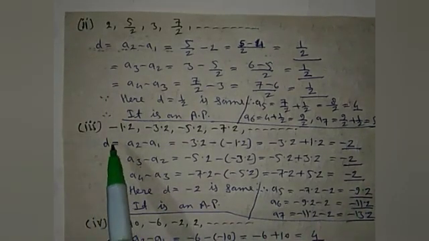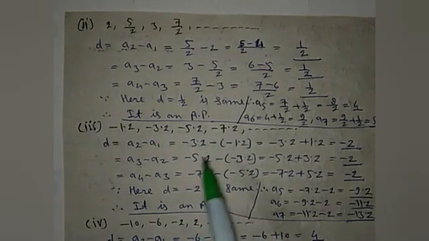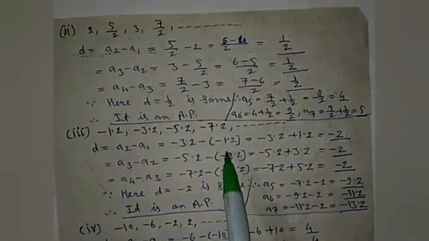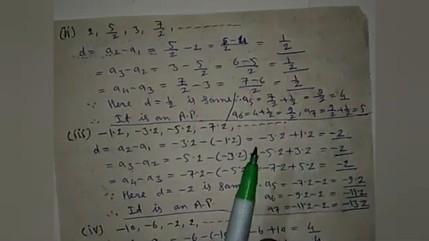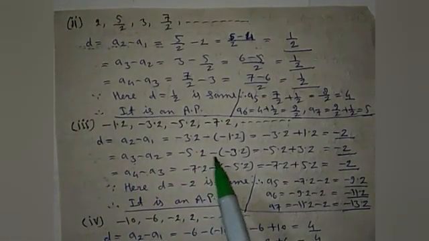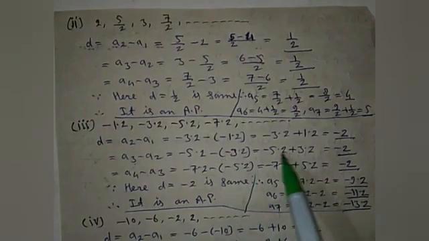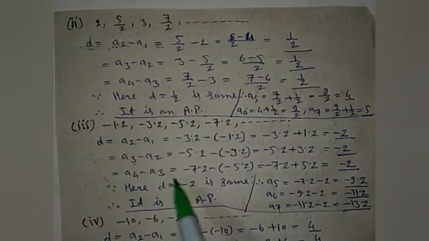In third part, series is given minus 1.2, minus 3.2, minus 5.2, minus 7.2. So see here difference, A2 minus A1 is equal to minus 3.2 minus of minus 1.2, that is equal to minus 3.2 plus 1.2, that is equal to minus 2. Similarly, A3 minus A2 is minus 5.2 minus of minus 3.2, that is minus 5.2 plus 3.2, that is equal to minus 2. Similarly, A4 minus A3 is also minus 2. Since here D is minus 2, the same, so it is an AP.